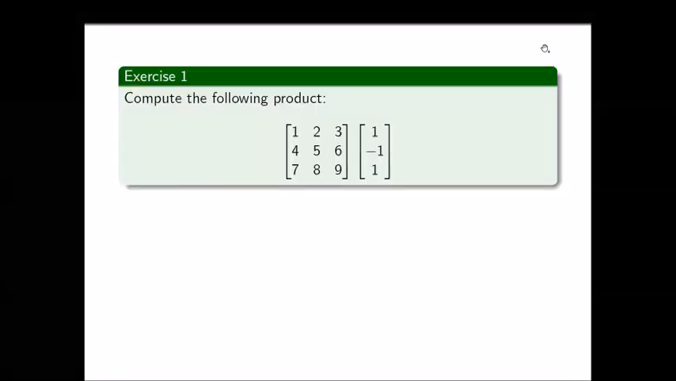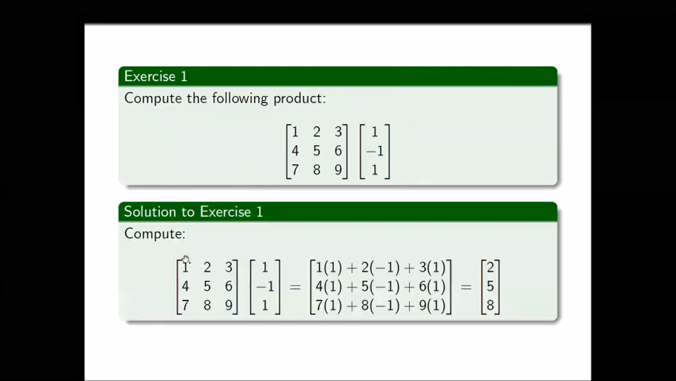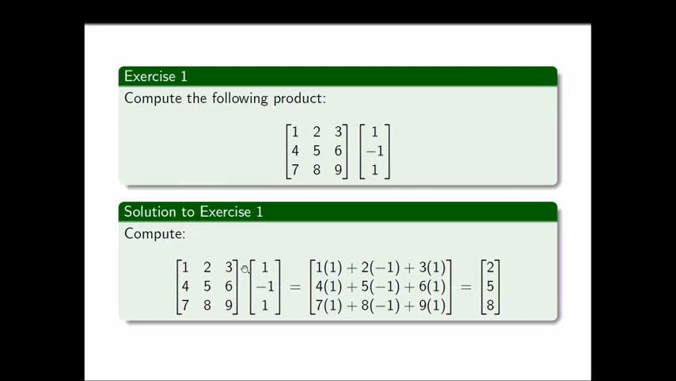So let's see a sample computation. We're given a matrix 1, 2, 3, 4, 5, 6, 7, 8, 9, and we're given a vector 1, minus 1, 1. And we want to compute the product of this matrix and this vector. Because this matrix has 3 columns and the vector has 3 entries, the product is defined and it makes sense. So when we actually try to compute this, we first take the first row and we multiply 1 by 1, 2 by minus 1, and then 3 by 1.